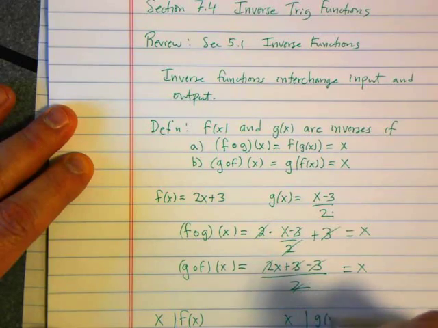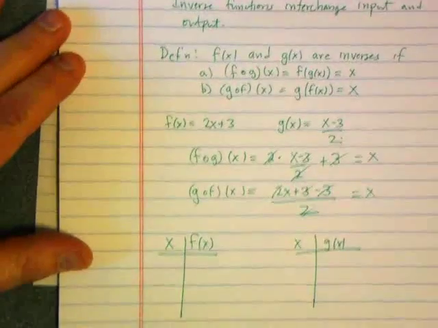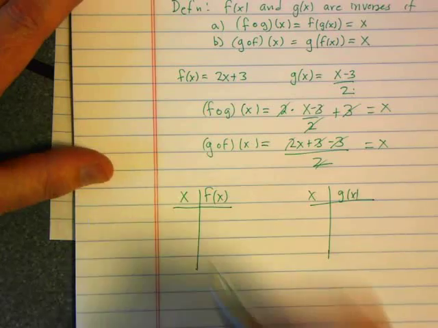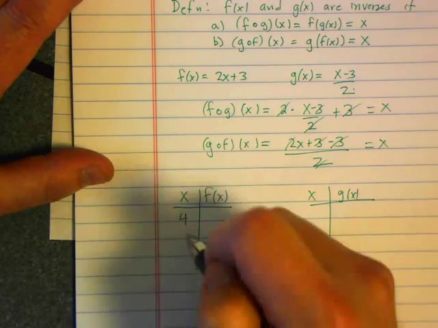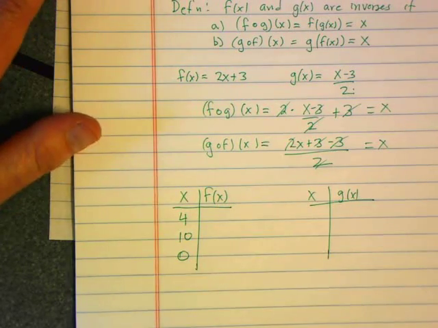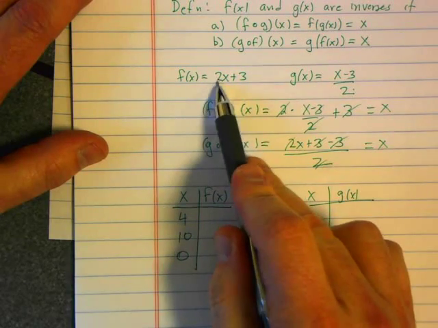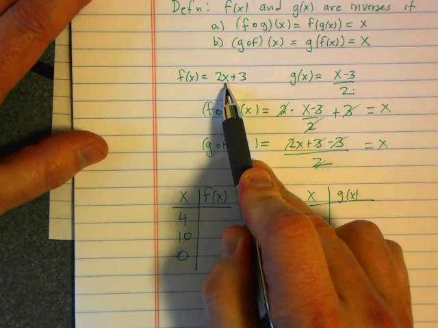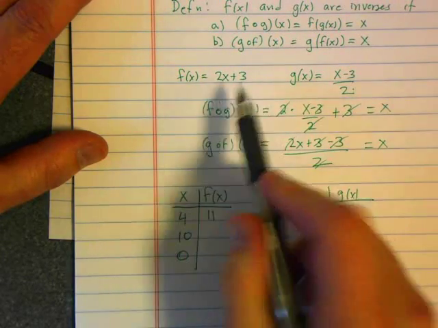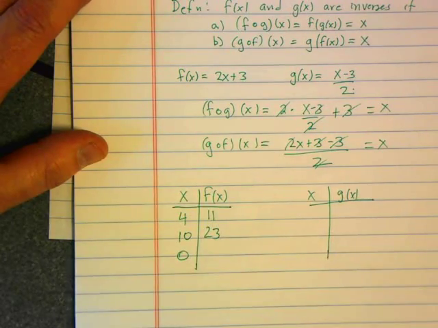I'm going to take the function f of x and I'm going to plug a couple numbers into it. Well, give me some numbers that you like for x. Anybody got some favorite numbers? 4, 10, 0. You always pick 0. 0 is always your favorite number. All right, so when I plug 4 in, what's 2 times 4? 8 and 3 makes 11. Plug 10 in, that's 20 plus 3, that's 23. And I plug 0 in, I get 3.